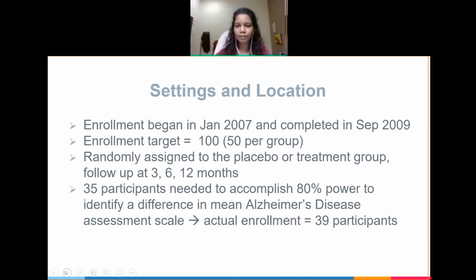35 participants from each group were expected to be required to achieve 80% power to identify a difference in mean Alzheimer's Disease Assessment Scale, cognitive subscale, change between the active and placebo groups, from the analysis performed based on fundamental available data at the time. The enrollment target was set to be 100, which is 50 per group, to allow for attrition. 32 enrollments were randomized, with the actual enrollment count being 39 of them.